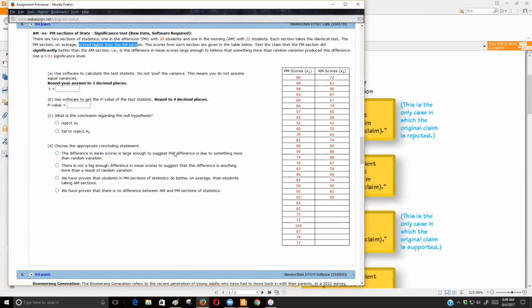Okay, so hopefully that helps, and if we look at this, for me, I would go with this one. The difference in mean scores is large enough to suggest this difference is due to something more than random variation, which is what you're saying when you reject H0. So hopefully this will help you run this applet.